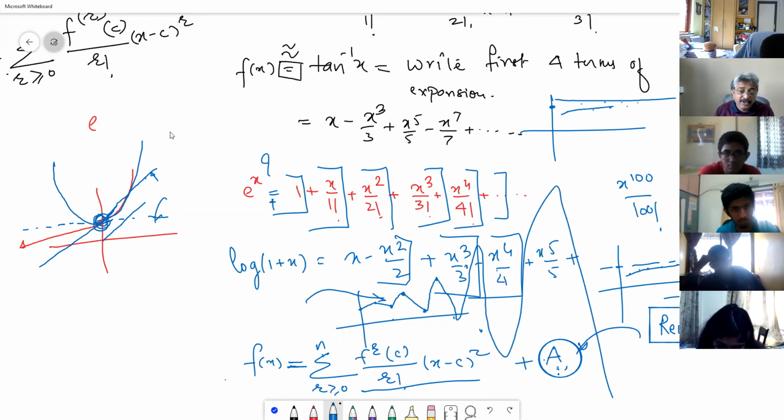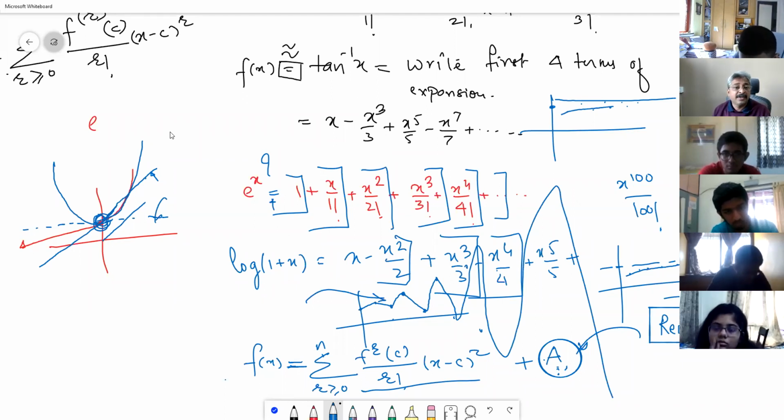But whichever remainder we are trying to find out, say for example, in case of log 1 plus x, if that remainder is divergent after taking the limit as n tends to infinity, as r tends to infinity, then that correction is never possible. Then you will not be able to say RHS is equal to LHS, because that remainder is dynamic and it is growing.